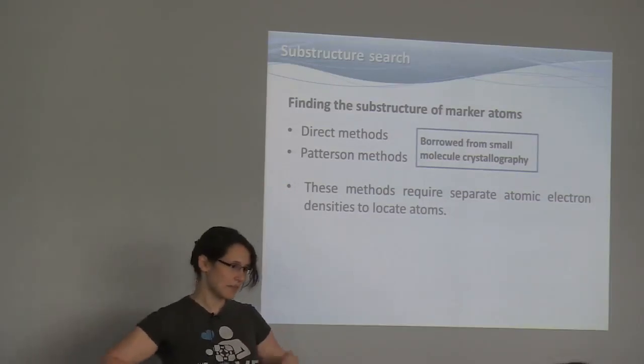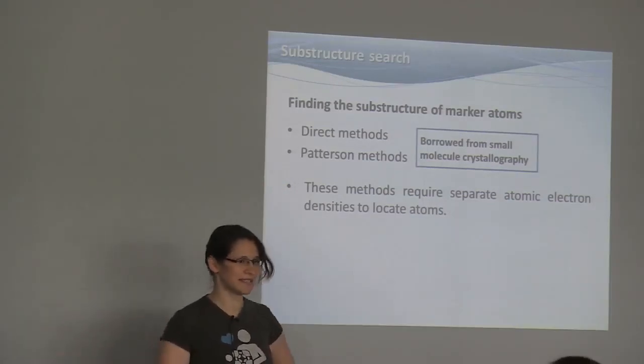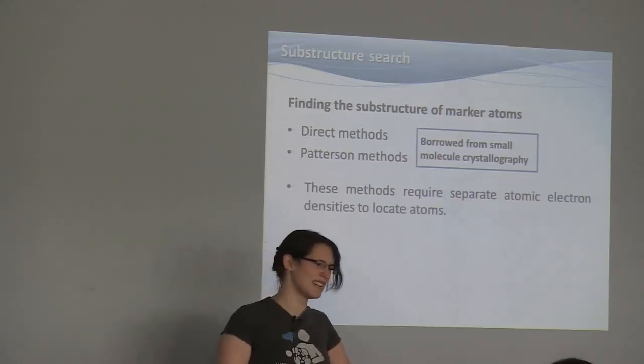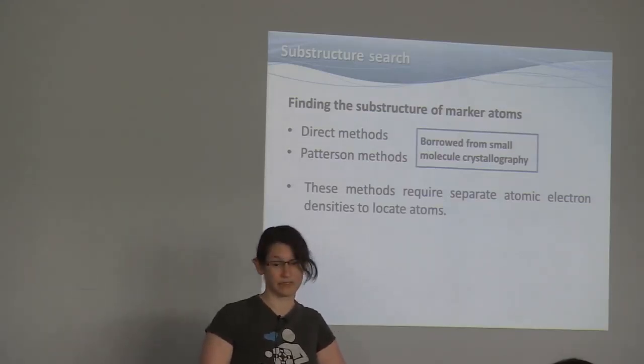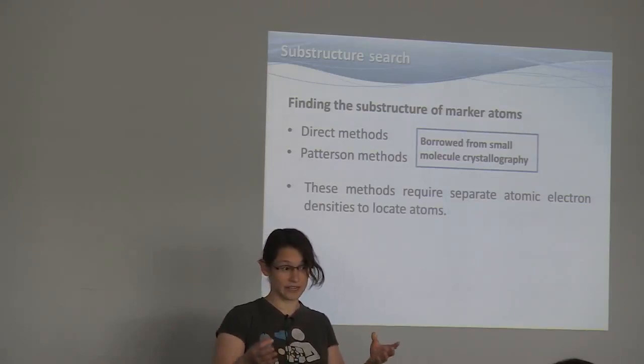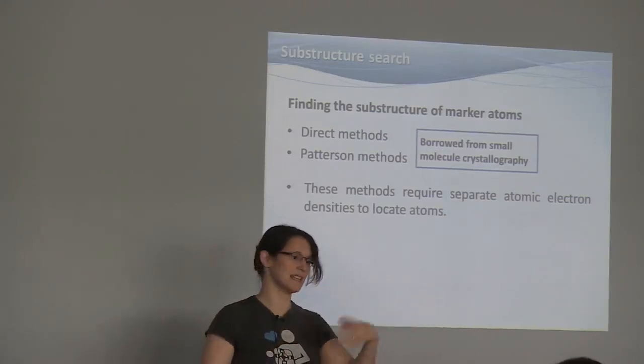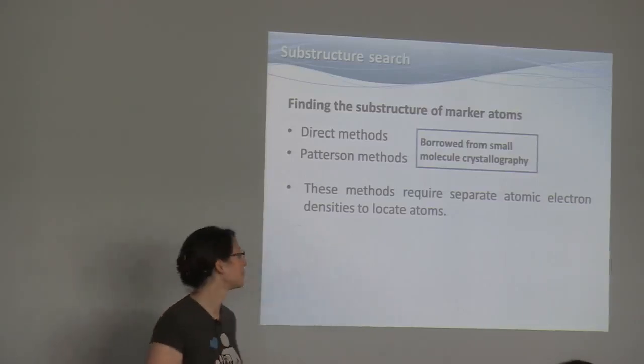Now, this is a problem, isn't it? Separate electron densities. If you think about the last electron density map you saw for a protein, most likely the atoms weren't separated from each other. They are fused in one large blob that vaguely has helix or beta fold shape.